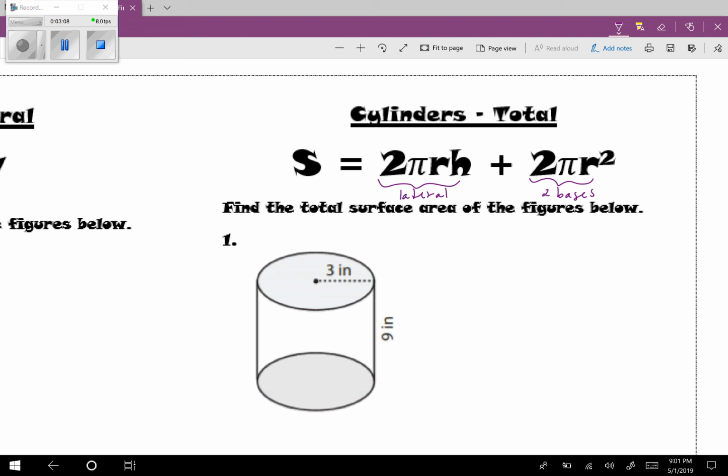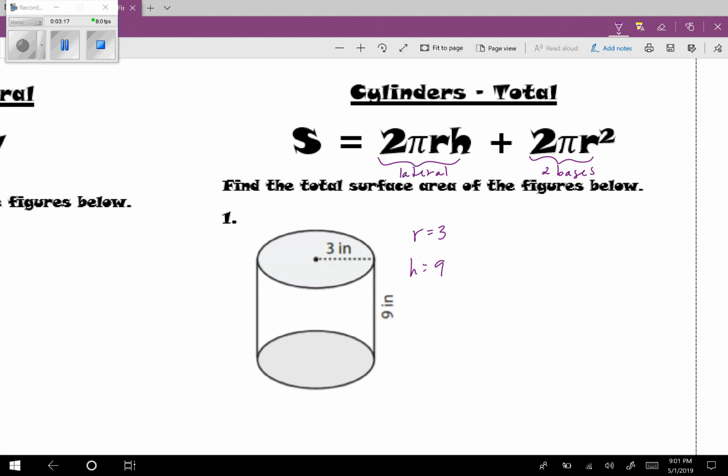So again, all we need is the radius and the height, which we already know what those are. So radius is 3, and the height is 9. So you just plug in total surface area, and again, I like to put the T, so I know it's total. It's going to be 2 times pi times r times h, so 2 times pi times the radius, which is 3, times our height, which is 9. Plus, now we've got to do 2 times pi and then r squared, so 3 squared.